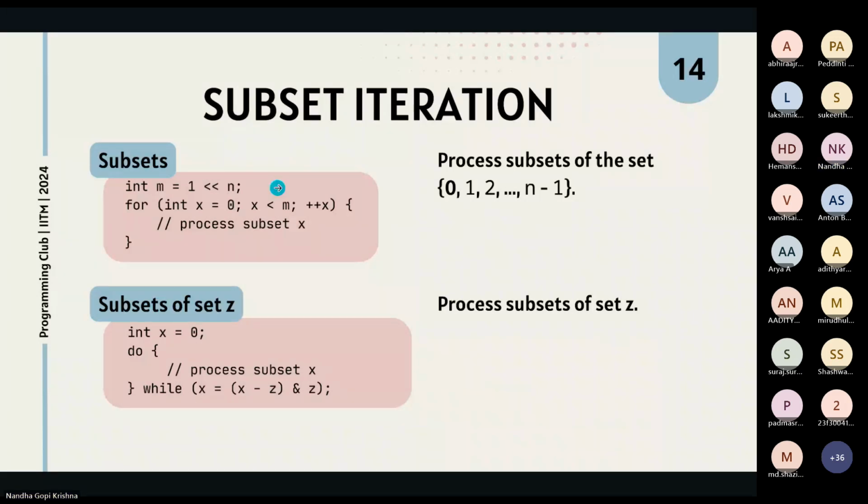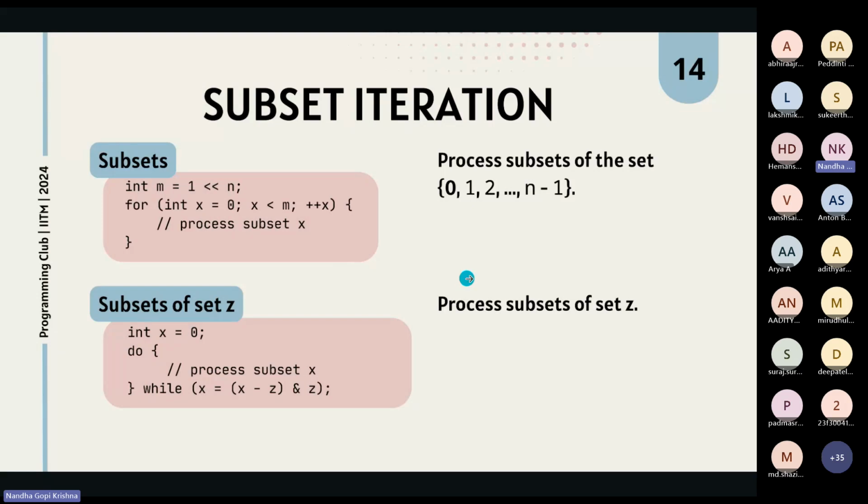x equal to 0 represents the null set. We start from there and we go through every single subset. And as you can see, m is 1 left shift n, so m is equal to 2 power n, which is equal to the cardinality of the power set containing n elements.